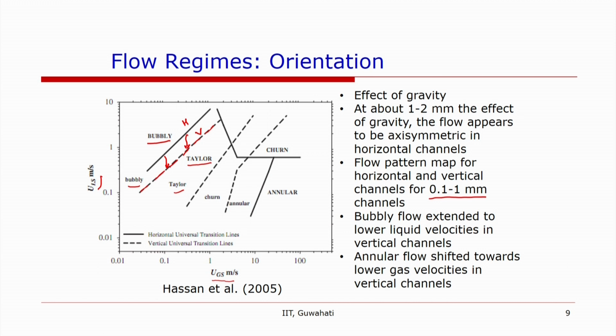Similarly, in the annular flow regime, the gas core is assisted by the inertia, the velocity that comes from buoyancy, which will increase the gas core velocity. So, the annular flow transition may come in early.